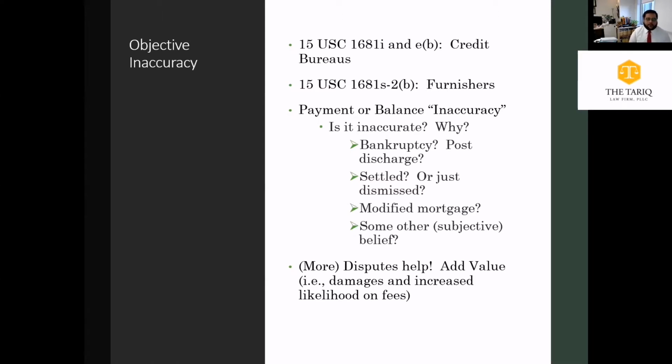Was there a bankruptcy? Was it post-bankruptcy? Was it settled or was it dismissed? Is there a modified mortgage, or is there any other substantive relief? I should say relief, not belief. Any other substantive relief for that debt?